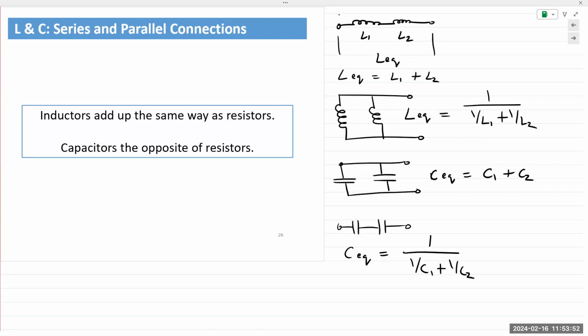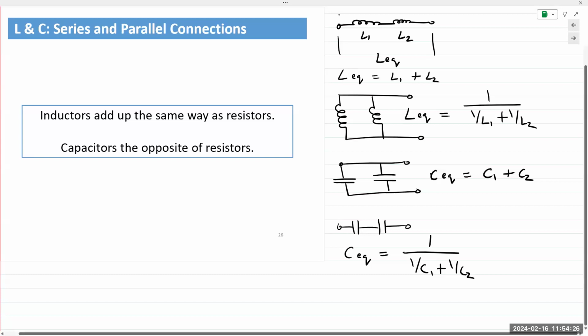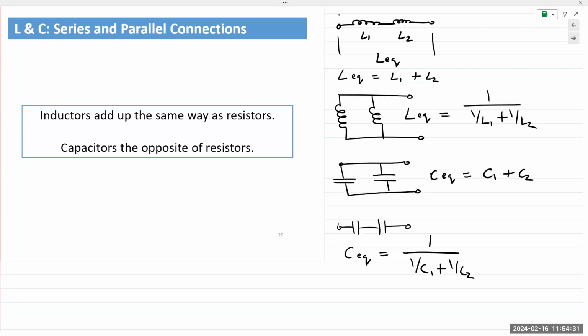Capacitors in series is 1 over C1 plus 1 over C2. Capacitors in parallel is simply C1 plus C2. In 201, I do not usually test anything where I would take a large linear network of capacitors and inductors and ask you to solve for the voltage and current that way. But you should be aware that if you have 2 or more capacitors in parallel, or 2 or more resistors, 2 or more inductors in series or parallel, you should know how to reduce them down to one single component.